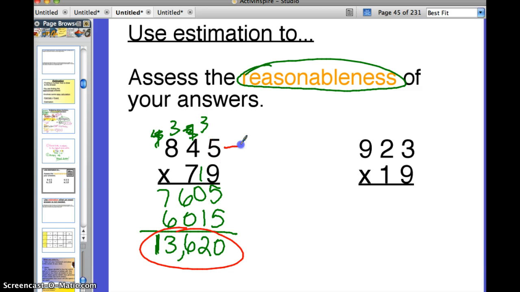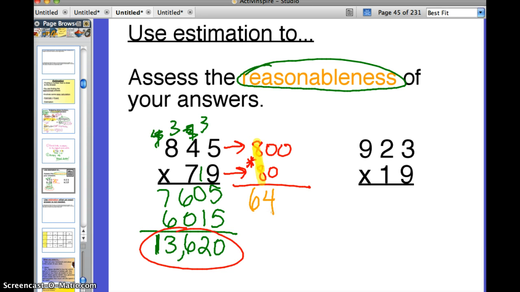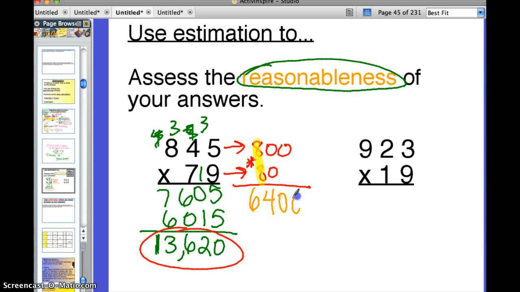So let's make an estimate here. Let's round 845 off to the highest place value, which would be 800. Let's round 79 off to the tens place because that's that number's highest place value, which would be 80. And let's multiply. Well, 8 groups of 8 is 64. And it looks like we're multiplying that by 10 to the third power. 1, 2.